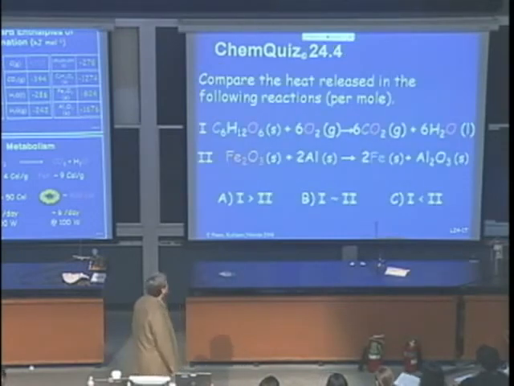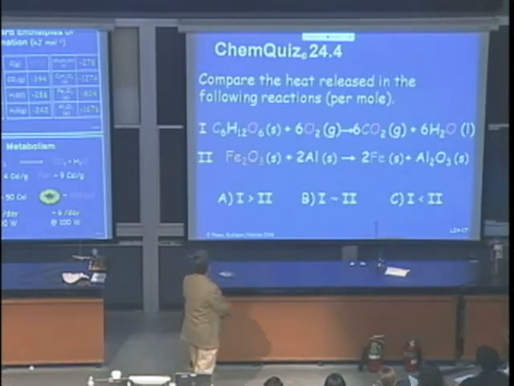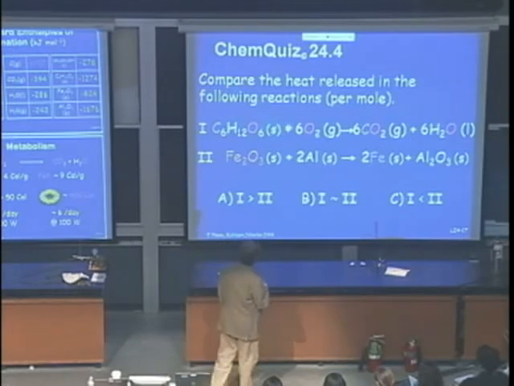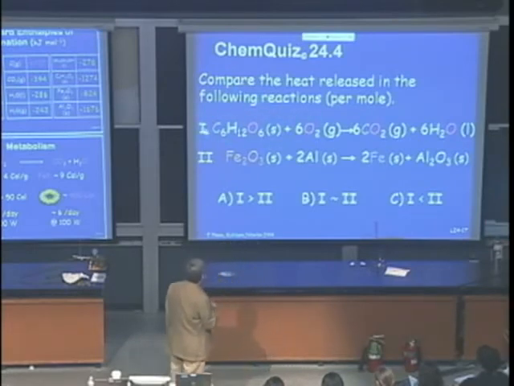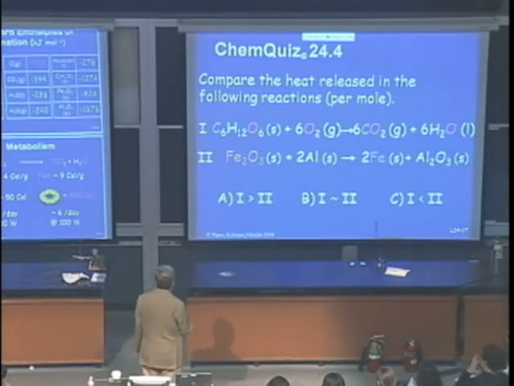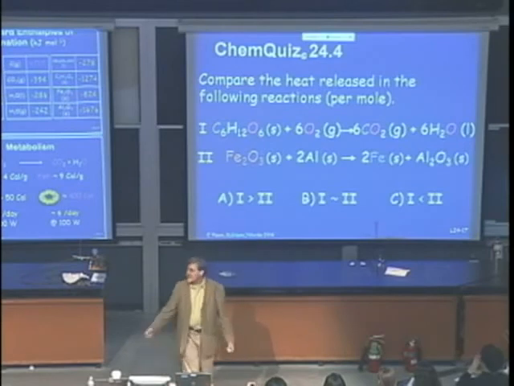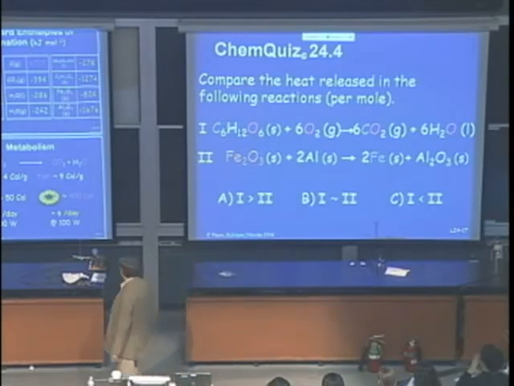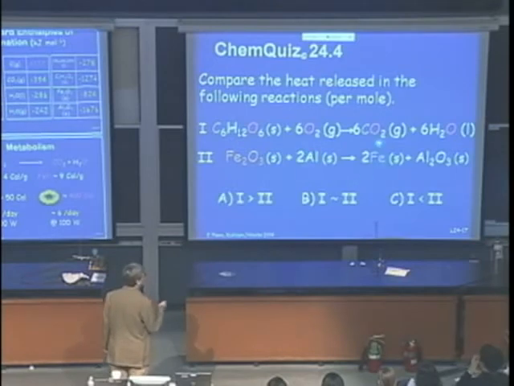Now, I would like you to compare the heat released in the following reaction. This was obviously the oxidation of sucrose to CO2 and water. And the numbers that you need are here, okay? And the other reaction we did the other day, you remember that it was an exothermic reaction, it was the thermite reaction. We had a mixture of iron oxide and aluminum, and we got out molten iron and a lot of energy released in addition to this.